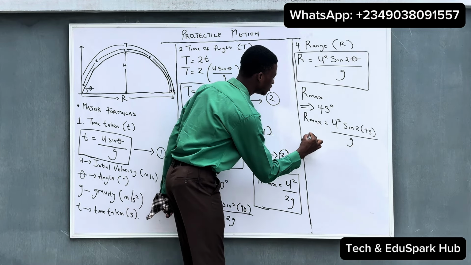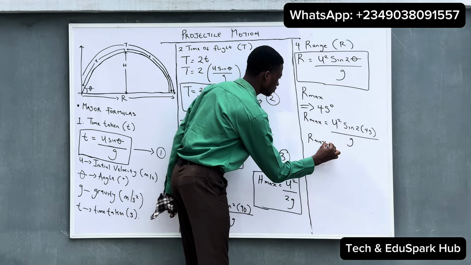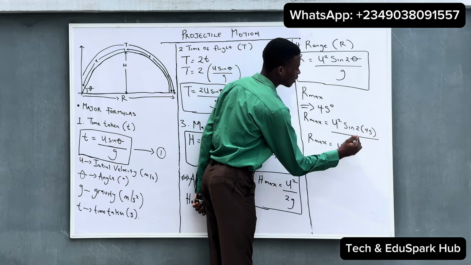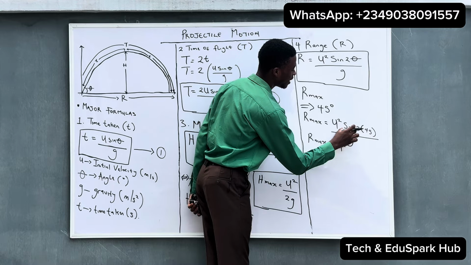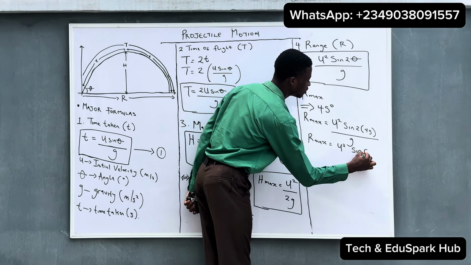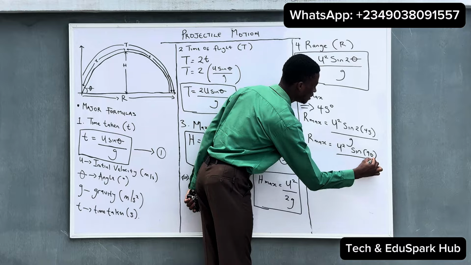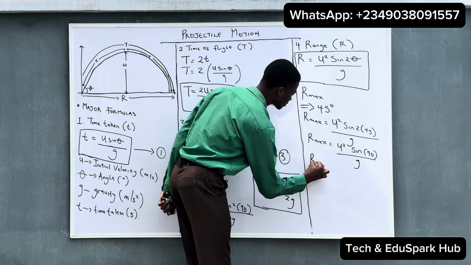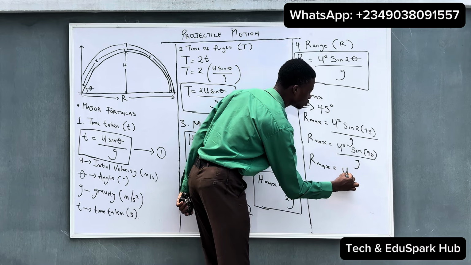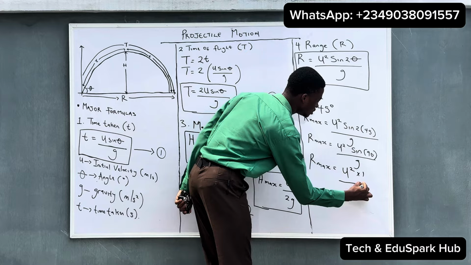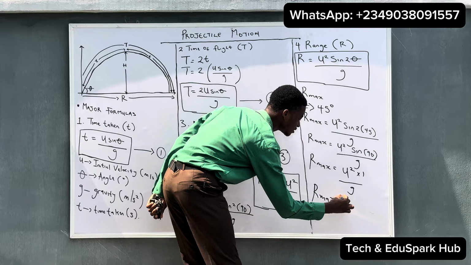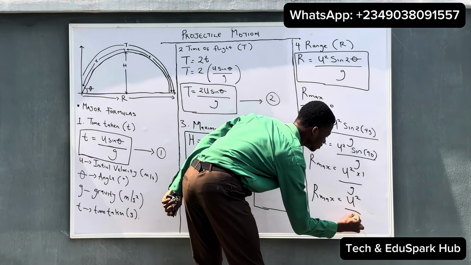So R max will be given as u square. To get sine 2 theta, we have to multiply theta by 2 before we find the sine of that angle. So 2 multiplied by 45 degrees gives us 90, divided by the gravity. So R max will be given as u square sine 90. Sine 90 is 1. So we have u square times 1 over g. So R max will be given as u square over g.